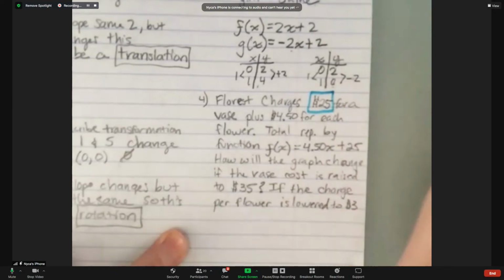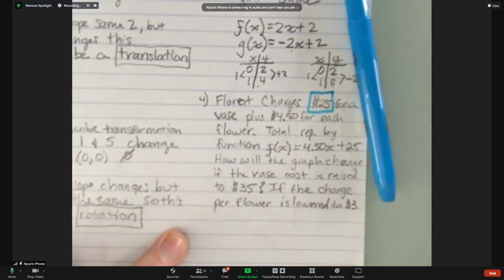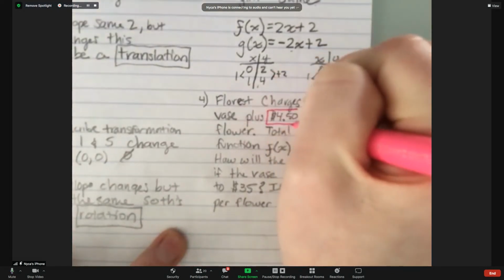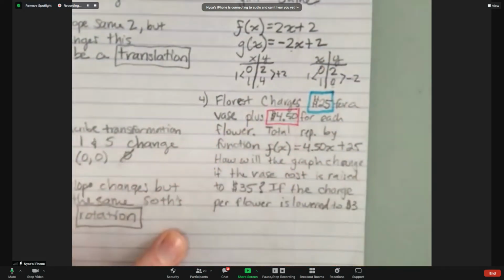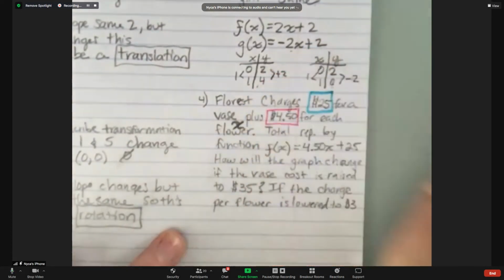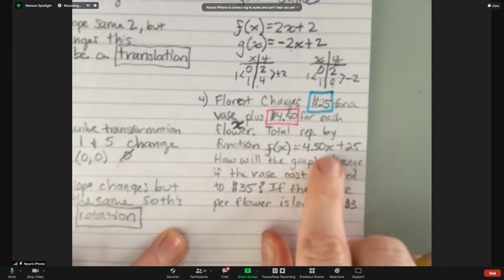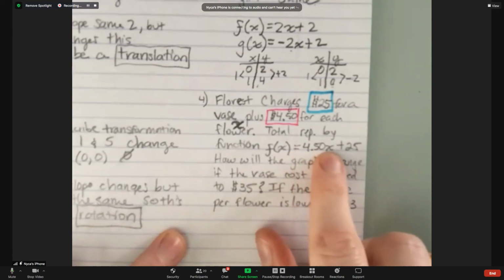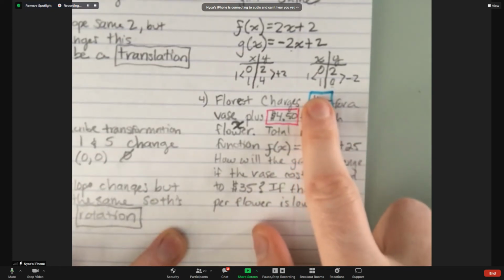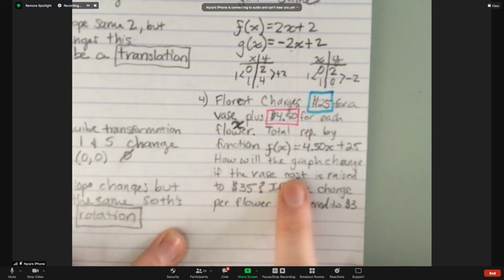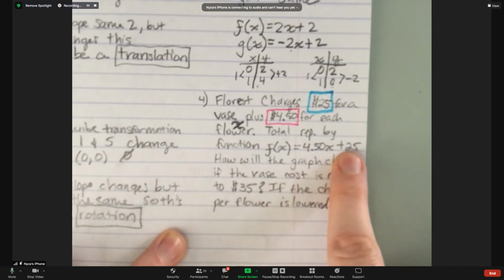Your slope or your rate is how much per or each. That's something that means multiply times the input. So I spotted $4.50 times what? Times the flowers. We don't know how many flowers. So right there, I was able to figure out the $4.50 is the slope, times x, the flowers, plus your flat rate. All right. So the first one says, how will the graph change if the base cost is raised to $35? The base cost is your B.